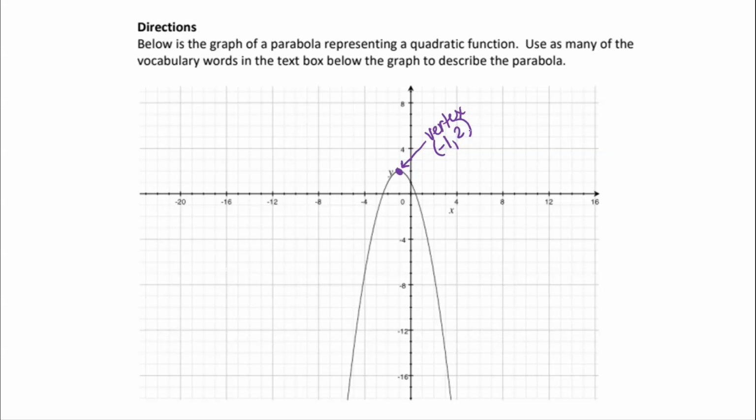Is this concave up or concave down? Concave down. So in that case, is my vertex a maximum or a minimum? The vertex is a maximum. It is at the highest point of the graph. The axis or line of symmetry, remember, goes through the vertex. It's always going to be a vertical line. So this line here, I'm going to draw as a dotted line because you will see that on a lot of graphs.